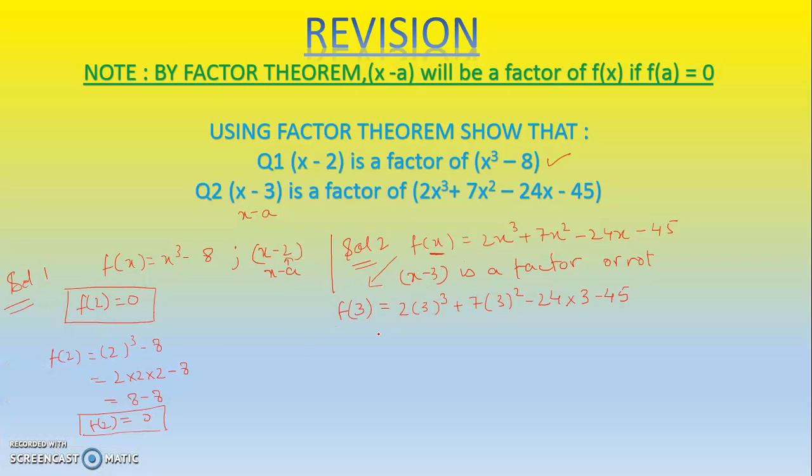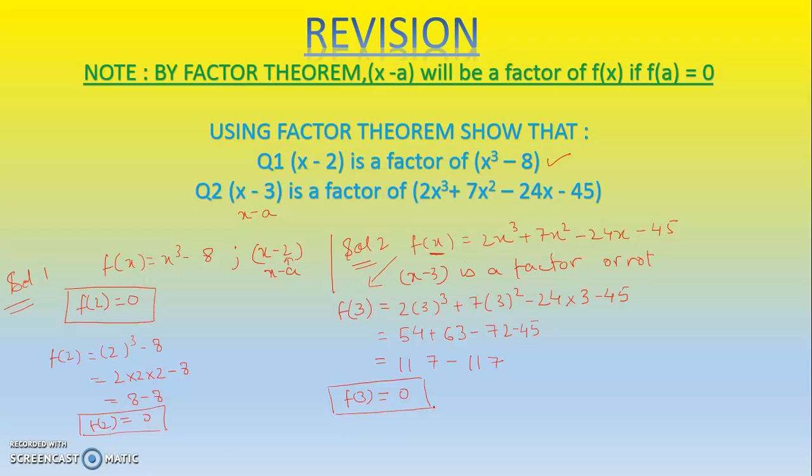So start solving. This is 3 cube, so 3 into 3 into 3, 27, 27 into 2, 54, plus 3 square, 9, 9 sevens are 63, minus 24 into 3, 3 fours are 12, carry 1, 72, minus 45. Add this: 4 and 3, 7, 6 and 5, 11, carry 1, 5 and 2, 7, 7 and 4, 11. So 117 minus 117 is equal to 0. So we are getting f(3) equal to 0.